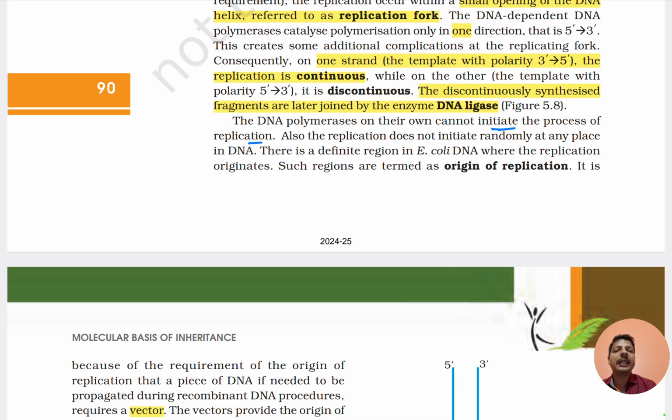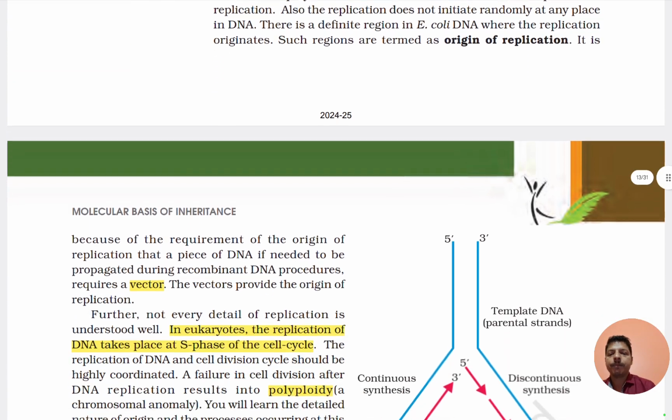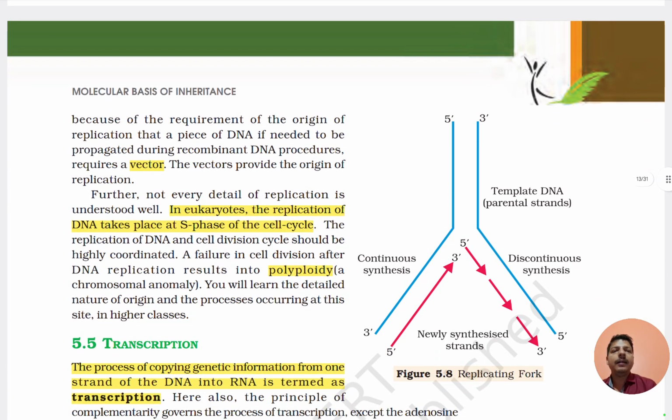Also, replication does not initiate randomly at any place in DNA. Therefore, it is in a defined region in E. coli DNA where the replication originates, called the origin of replication, or simply ORI. Then, DNA, if needed to be propagated during a recombinant DNA procedure, requires a vector. The vector provides the origin of replication. And further, not every detail of replication is understood well.